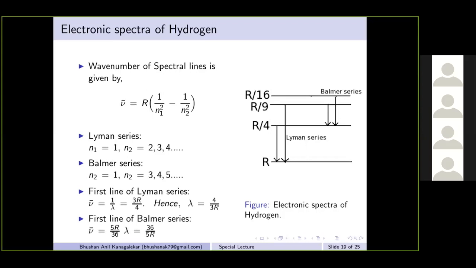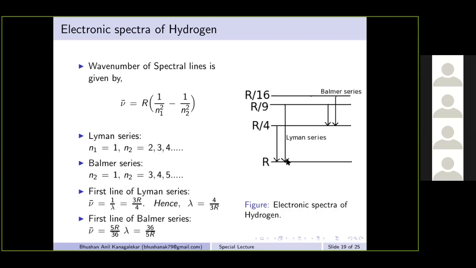This is the first line of the Lyman series. If I want the first line of the Lyman series, I will have to do a transition from n2 equal to 2 to n1 equal to 1. If I put it over here, n1 equal to 1 and n2 equal to 2, I'll get R minus R by 4, so it is 3R by 4. The wave number of the spectral line, 1 by lambda, is equal to 3R by 4. So the wavelength is just 4 by 3R.